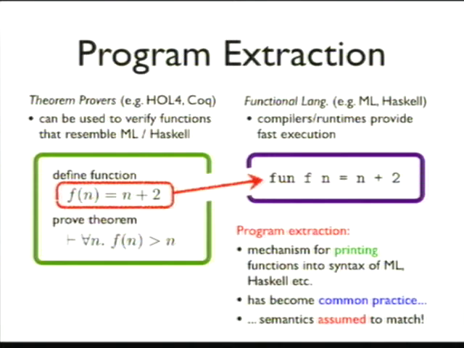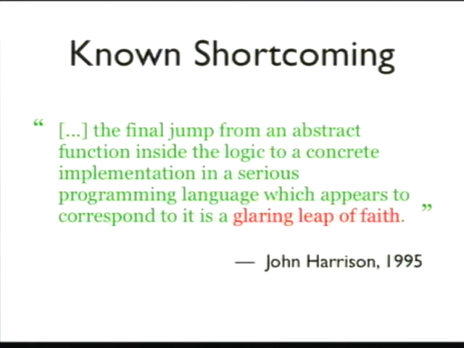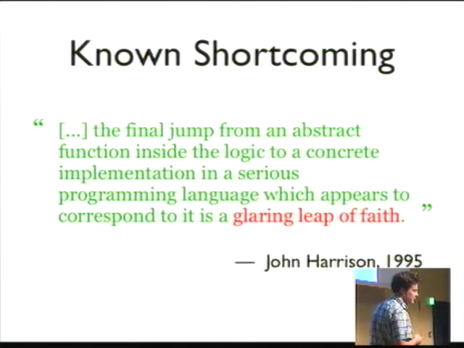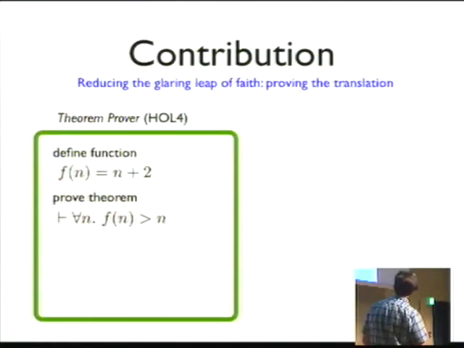So in my naive translation here, you could question, is the semantics of plus here really the same as the semantics there? It depends on your functional language, does it have big numbers? This is a shortcoming that has been known for a long time. John Harrison, who's famous in the theorem proving community, calls this gap a glaring leap of faith. So that's where our contribution comes.